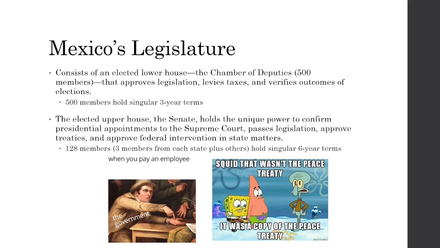Typically, our upper houses have fewer members. So in Mexico, there are 128 members in the upper house. 3 members are representing each state, plus some other districts like Mexico City. And they hold singular 6-year terms.